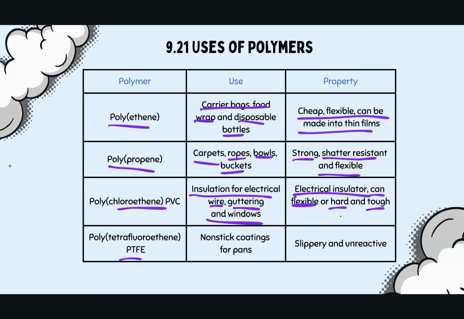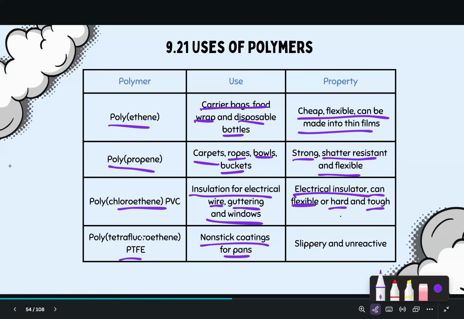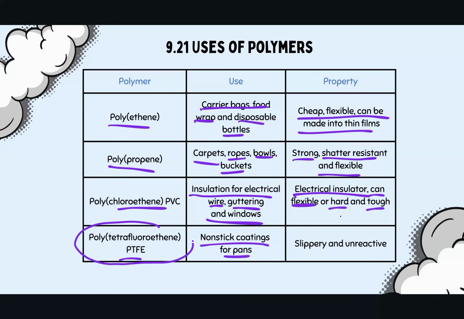PTFE, polytetrafluoroethene, is used for non-stick coatings for pans. If you see PTFE on a box, it's best avoided. It is slippery and unreactive, but there's some research now that shows that it does still go into the food. It's unreactive, but it comes off the pan, and if it comes off the pan over time, it's going into the food.